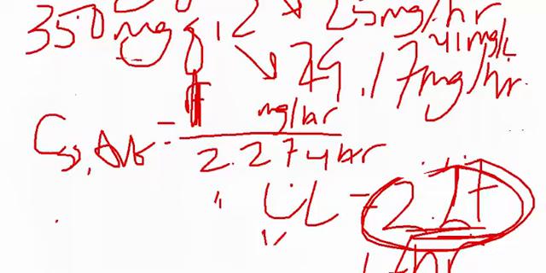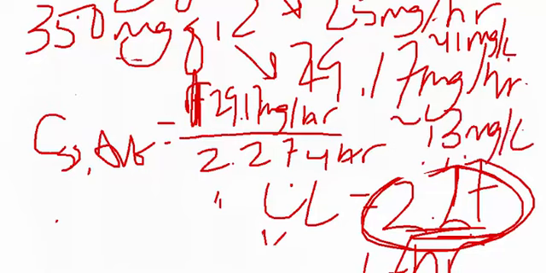And if we give 29.17 milligrams per hour divided by 2.27, we're going to expect about 12.85, so I'm going to say about 13 milligrams per liter. So let the team decide which one of those you're going to choose, either 300 milligrams Q12 or 350 Q12. But you can tell them at 300 milligrams Q12 they're going to have a CSS average of around 11, and at 350 it'll be around 13.